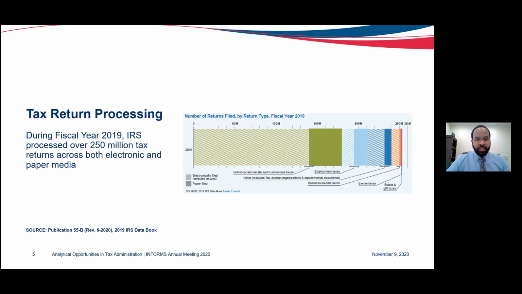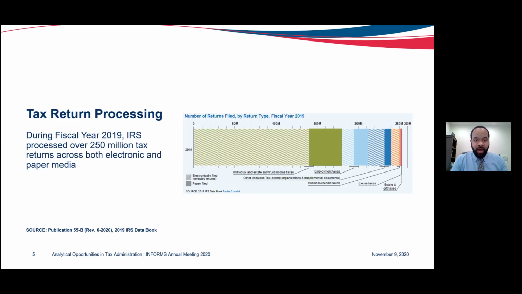So on to tax return processing. As we build towards more specific analytical opportunities and use cases, I want to start to illustrate the size and scope of certain components of the IRS's mission over the course of the next several slides. The diversity among taxpayers is not only reflected in the organizational structure that I covered in the previous slide, but it's also reflected in the types of tax returns that the IRS processes.